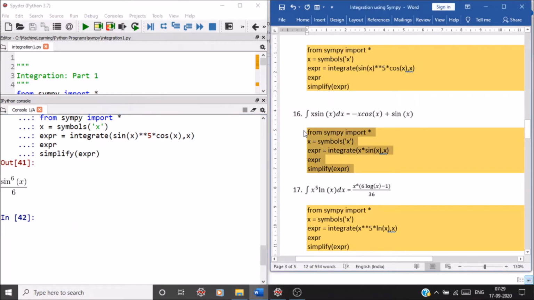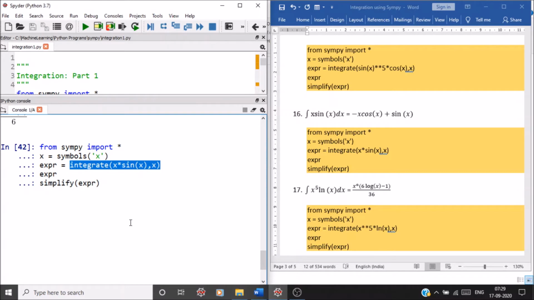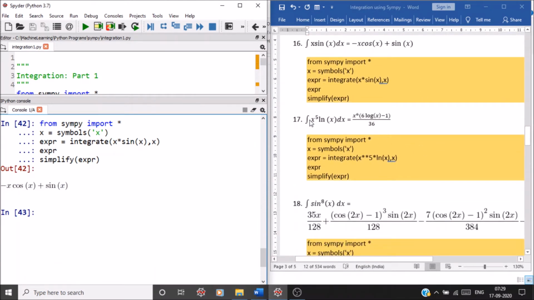So simply SymPy can give this answer. From SymPy import asterisk, x is a symbol, and integrate x into sine x. Okay, and we can see the result. The result is minus x cos x plus sine x. That you already know.